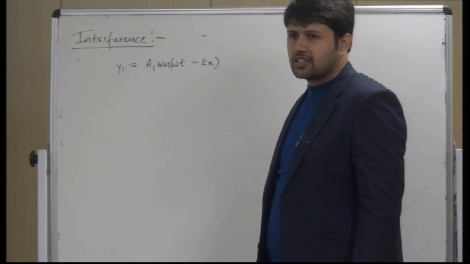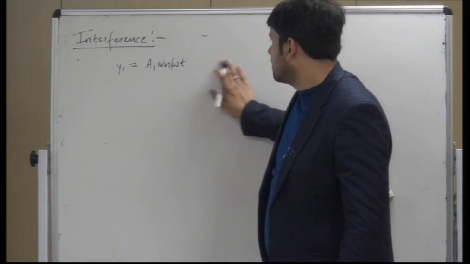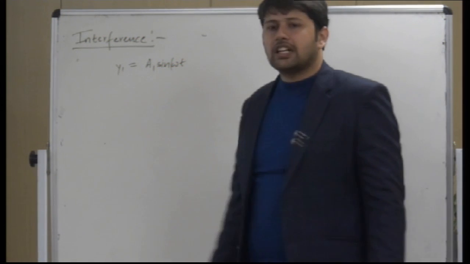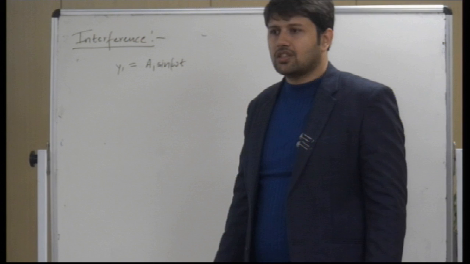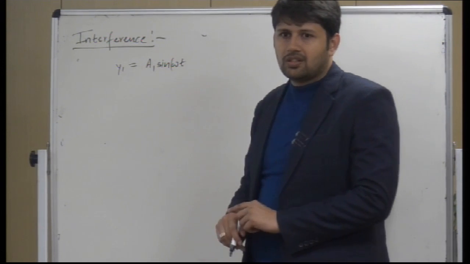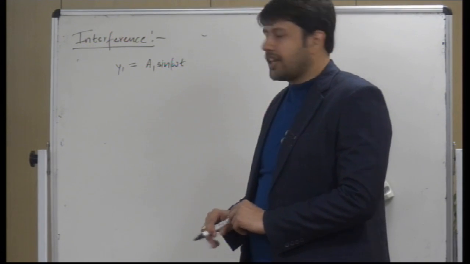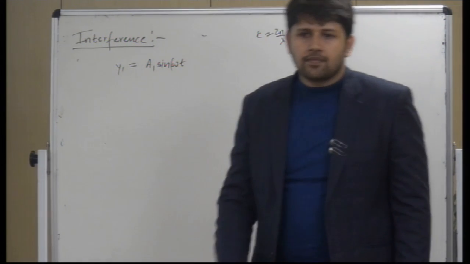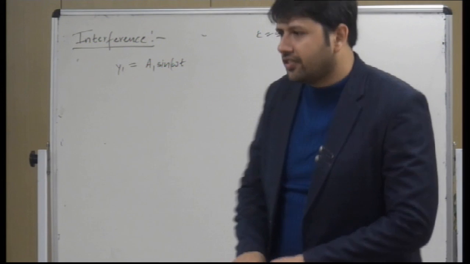Omega t minus kx. We ignore this portion. The reason for that is that both the waves are traveling in almost the same direction, so x would be the same. K is what? 2 pi by lambda, the angular wave number.